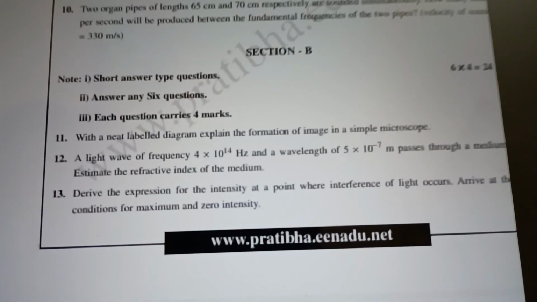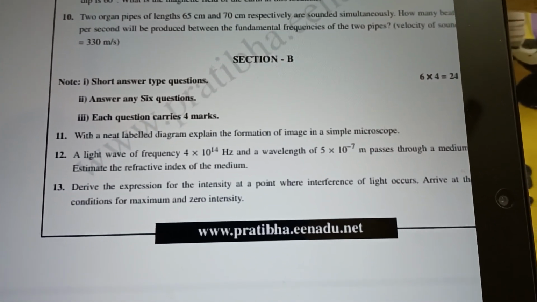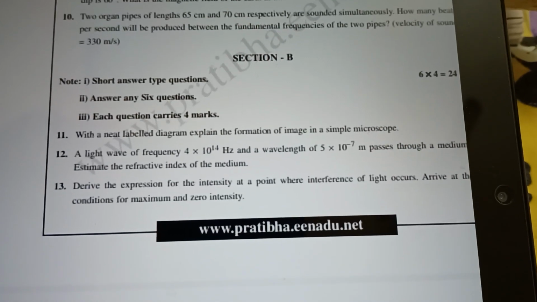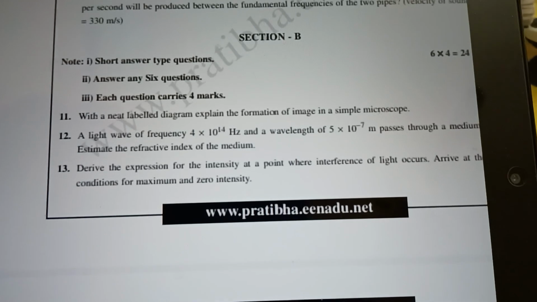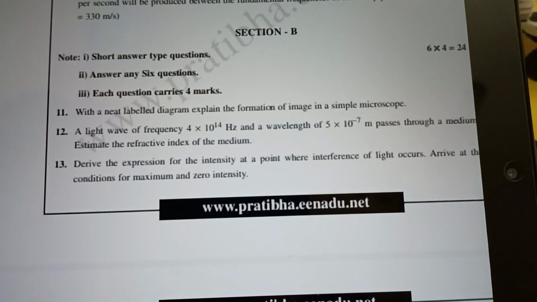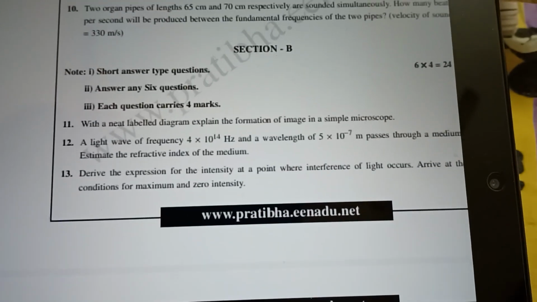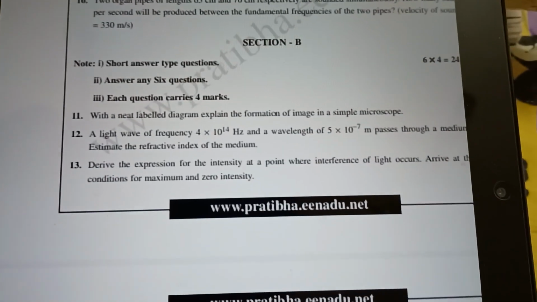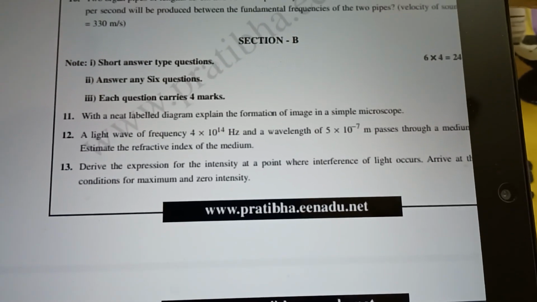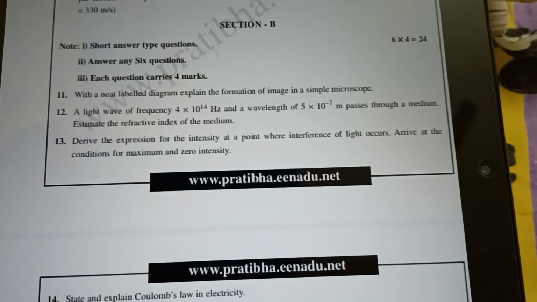Next is section B. With a neat labeled diagram, explain the formation of image in a simple microscope. A light wave of frequency 4 × 10^14 hertz and a wavelength of 5 × 10^-7 m passes through a medium. Estimate the refractive index of the medium.